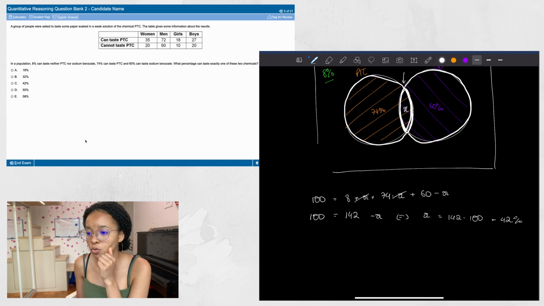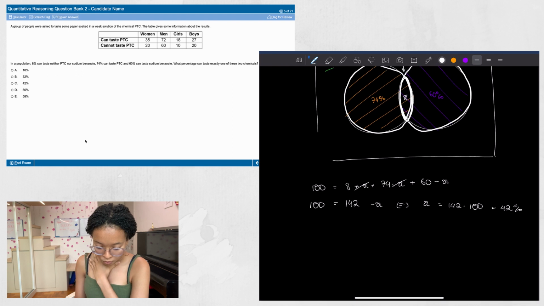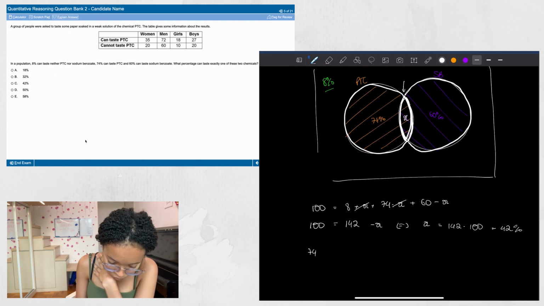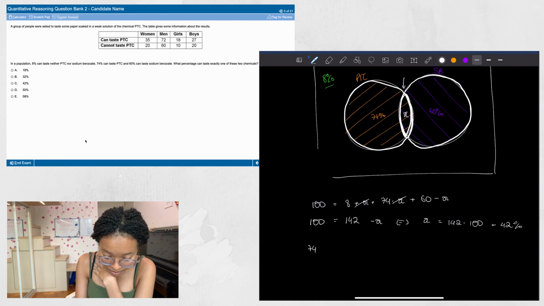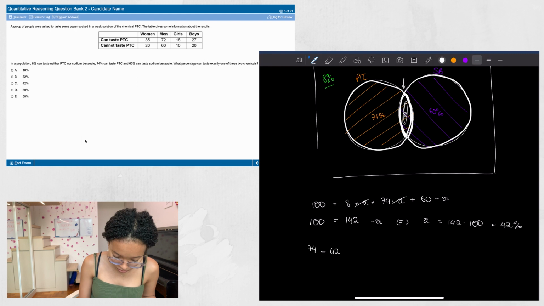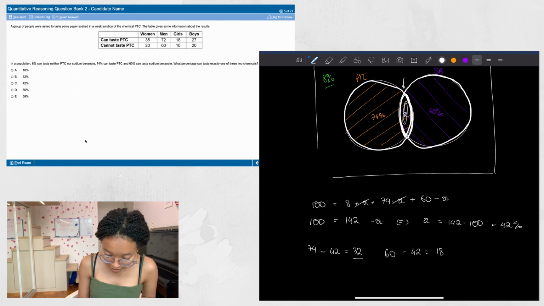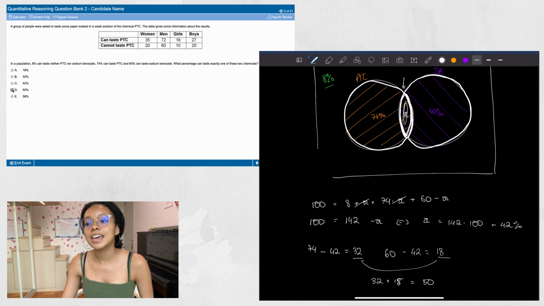So now they ask what percentage can taste exactly one of these two chemicals. So now we have to do 74, which is the number of people that can taste PTC, including the people that can taste both PTC and SB. So 74 minus 42 is equal to 32. Then we do 60 minus 42, which is equal to 18. And then we add both of these numbers up, 32 plus 18, which is equal to 50. And the answer is D.